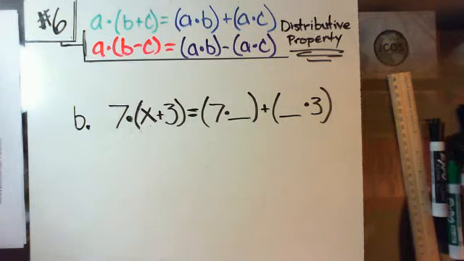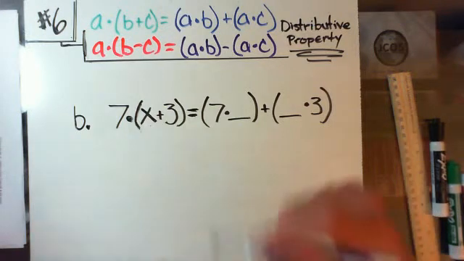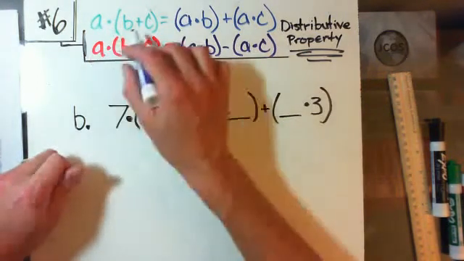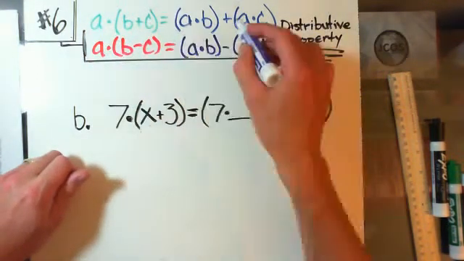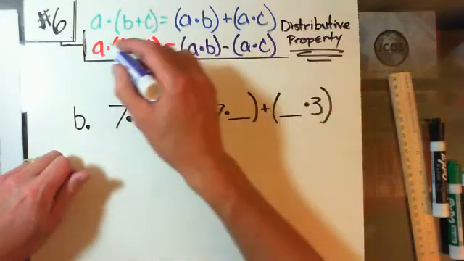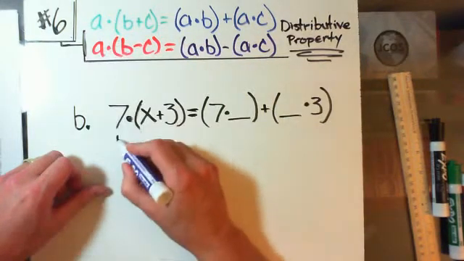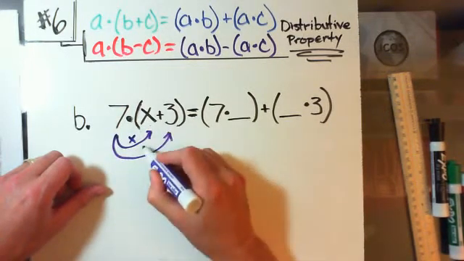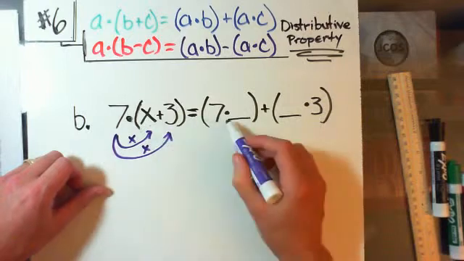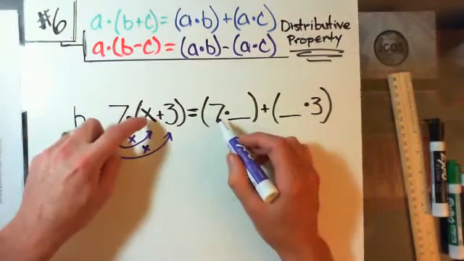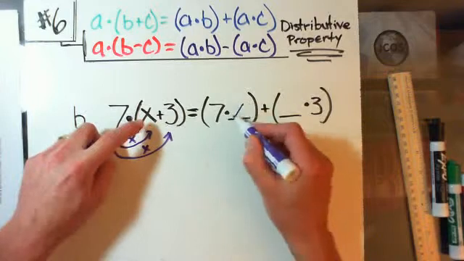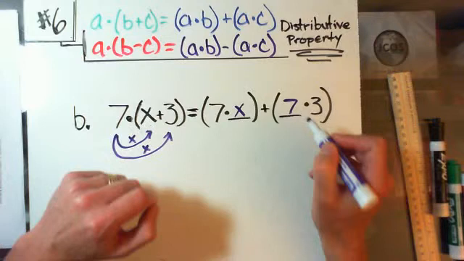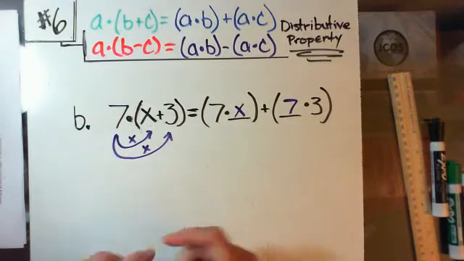So to solve this, we're going to look at our pattern again, and we can think of it as A times (B plus C) is equal to A times B plus A times C. Now we have 7 times x, plus 7 times 3. That's how you could think about solving B.